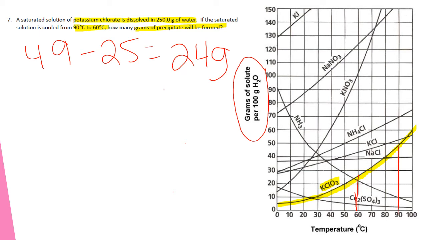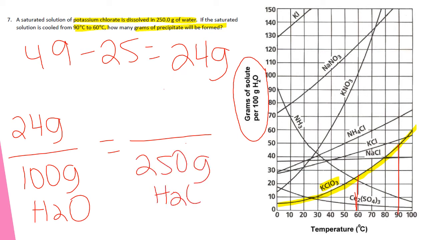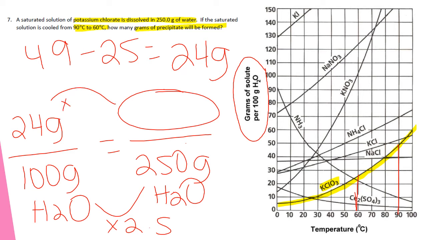And so like number six, we're going to have to set up a proportion. So 24 grams would no longer be dissolved if it was 100 grams of water. And we'll set up a proportion if it was 250 grams of water. Now, how do you go from 100 to 250? Multiply by 2.5. And so to find this answer, I'm going to multiply 24 by 2.5. And when I do that, 60. So 60 grams of precipitate would be formed.